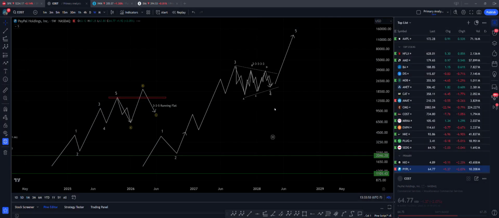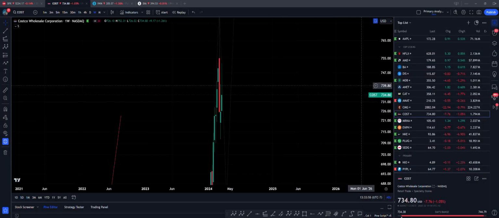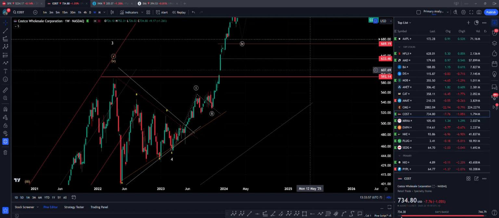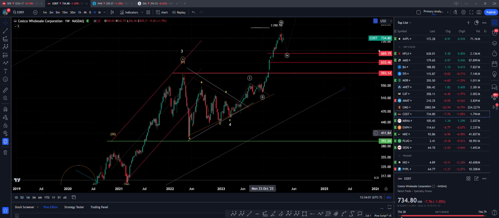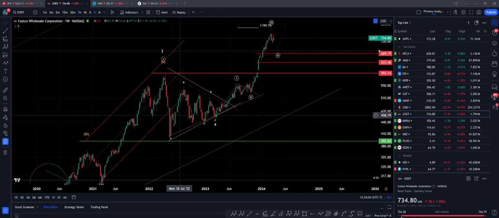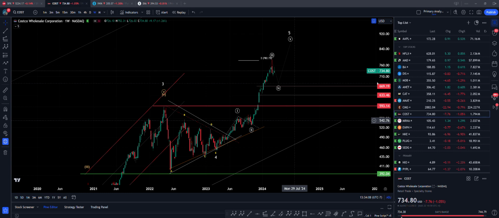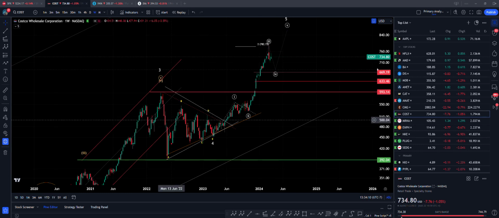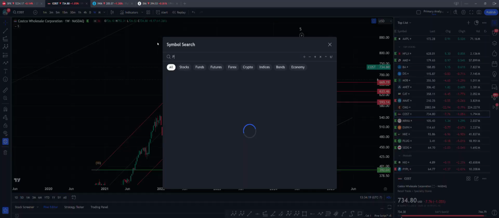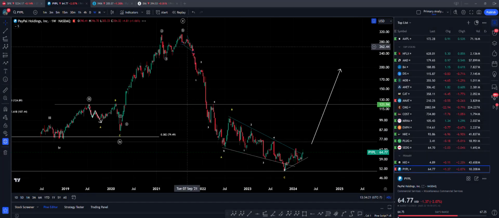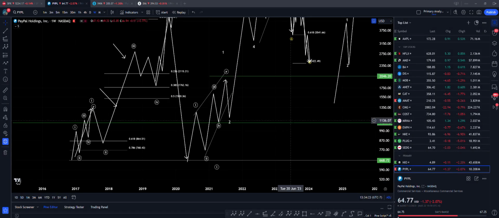And just to show an example, COST was a very good example where this happened, where in 2023 there was a big triangle forming in wave 4, right? And the stock moved up basically after that. So A, B, C, D, E, then the move for wave 5. So going back to our chart here.